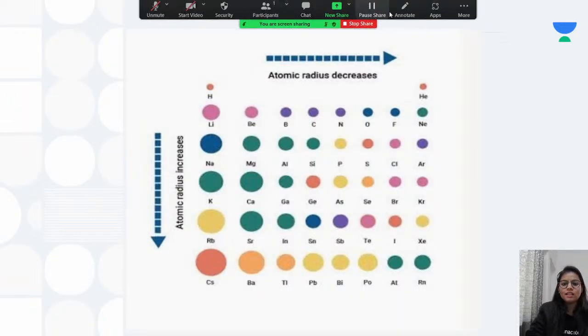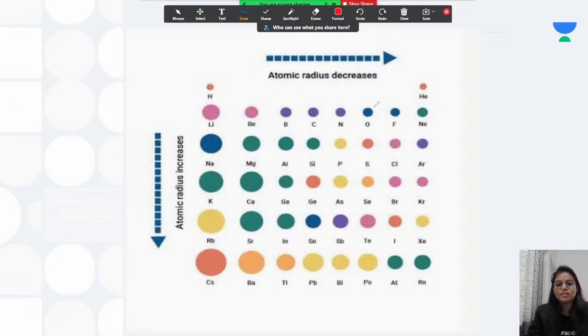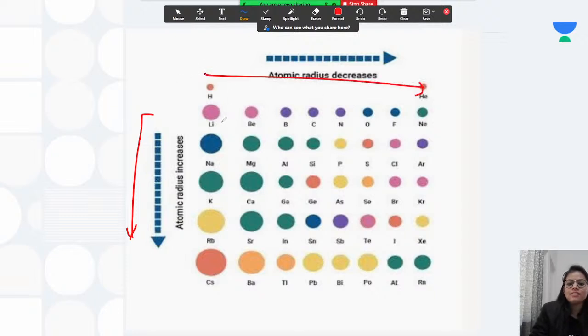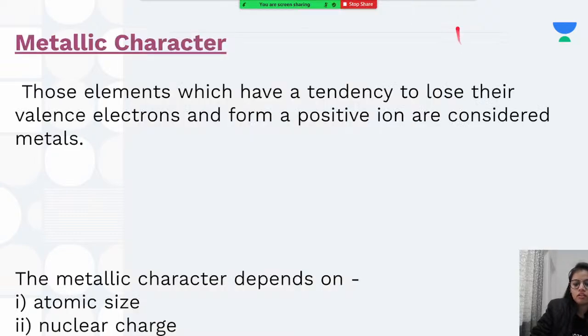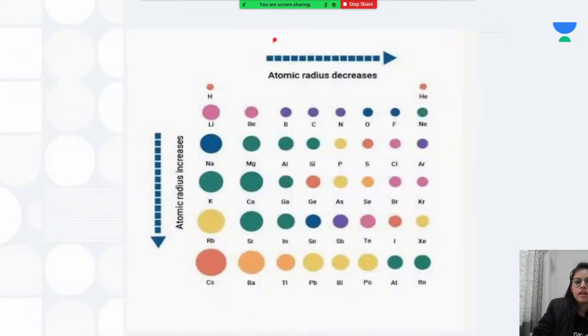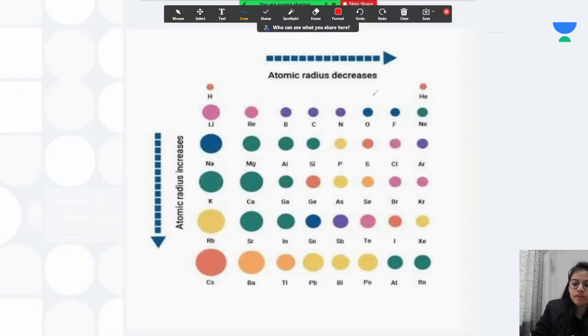Now this is the basic diagram, which shows that atomic radius increases from top to bottom, and as we move from left to right, the atomic size decreases. You can see it in the case of lithium, beryllium, boron, carbon, etc. Now, if I take the case of the third period, what will be the case? Sodium, the atomic size will be the largest, then magnesium, aluminium, silicon, phosphorus, chlorine.